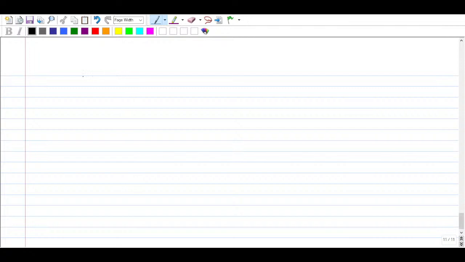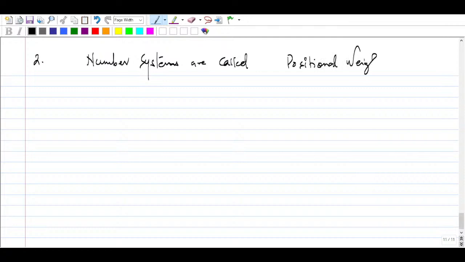So let's talk about the next point, that is the second point: number systems are called positional weighted systems. You have to understand from the name itself. Positional weighted system. This is very, very important.